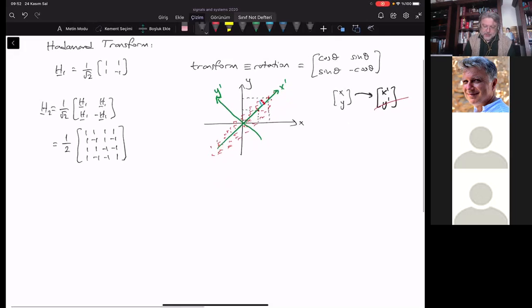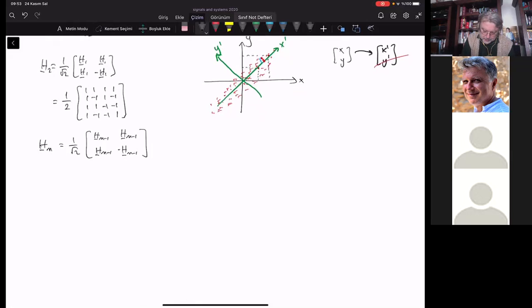And in general, we recursively go on like this by saying that Hm for any m is equal to 1 over square root of 2 times the block matrix Hm minus 1, Hm minus 1, Hm minus 1, and negative of Hm minus 1. So as you see, for instance, H3 will require utilization of H2 inside it, 4 of them, and it will become an 8 by 8 transformation. By the way, I want to write that example of H3, the 8 by 8 Hadamard transform.